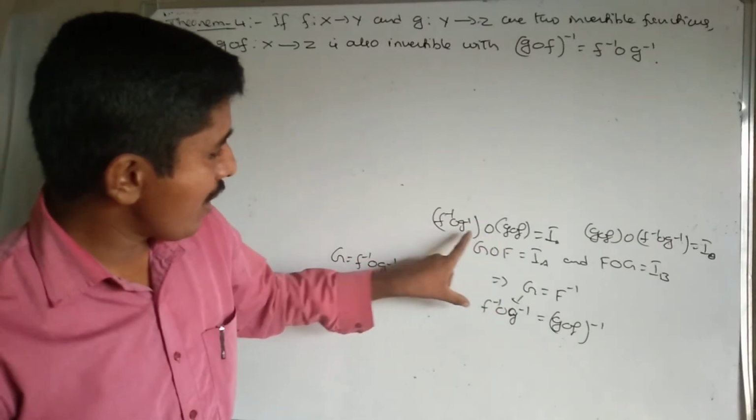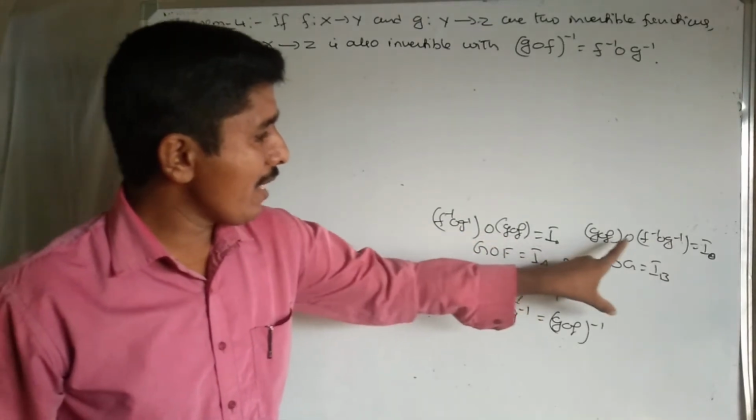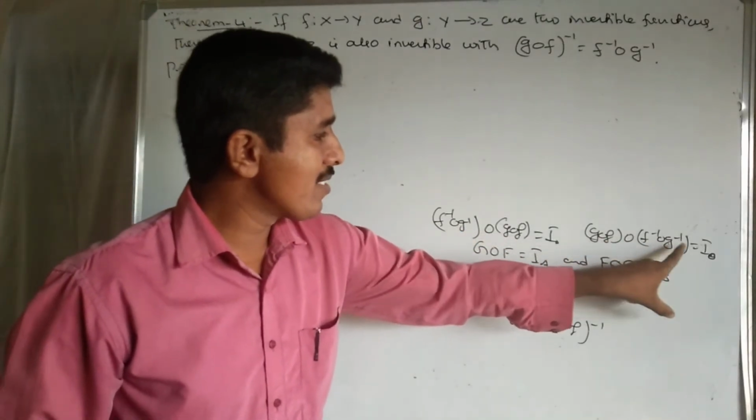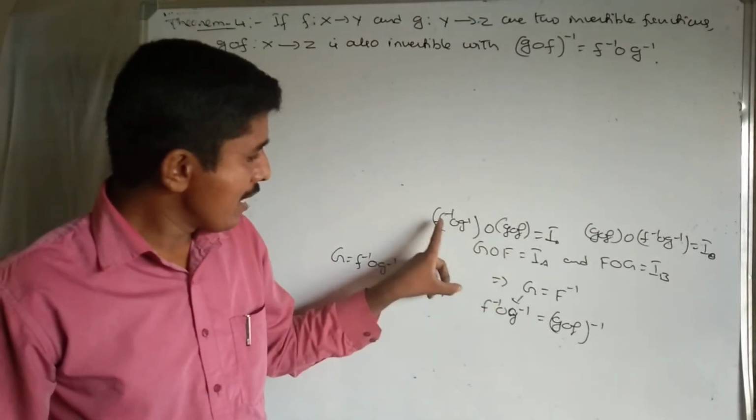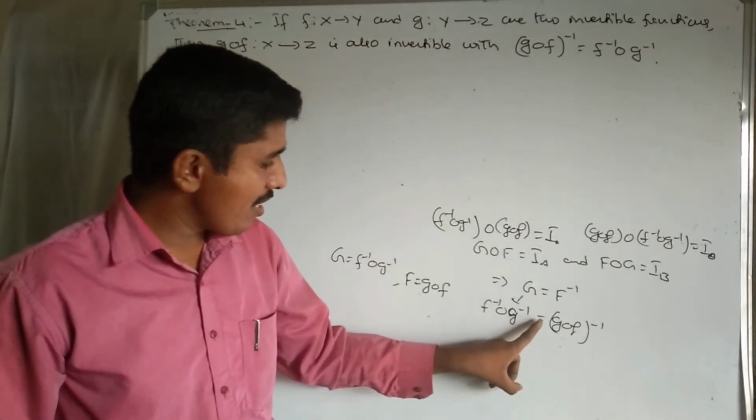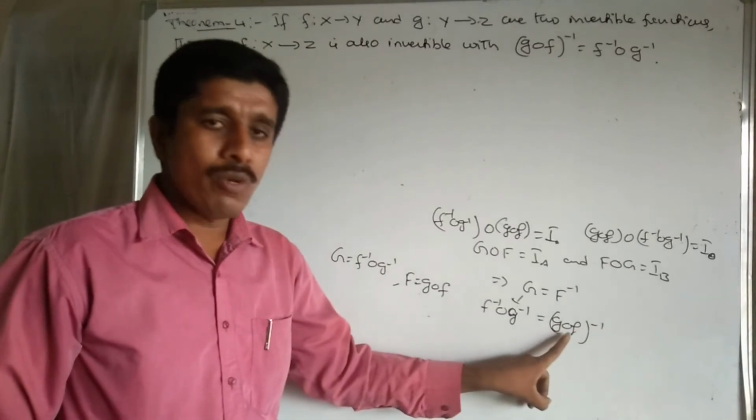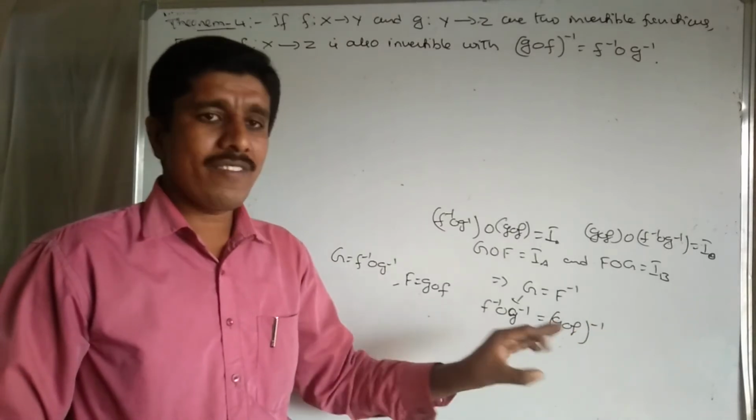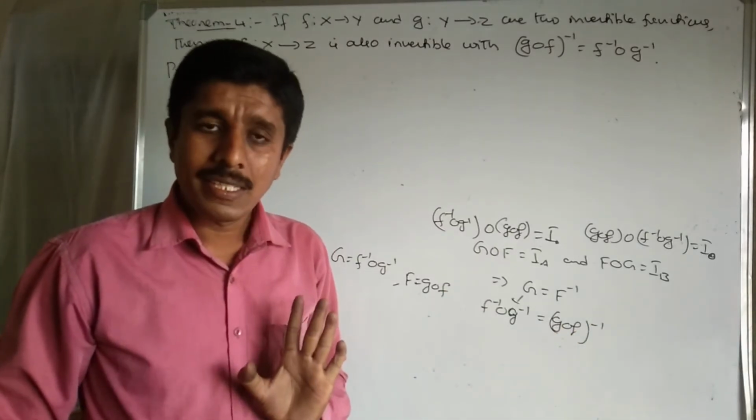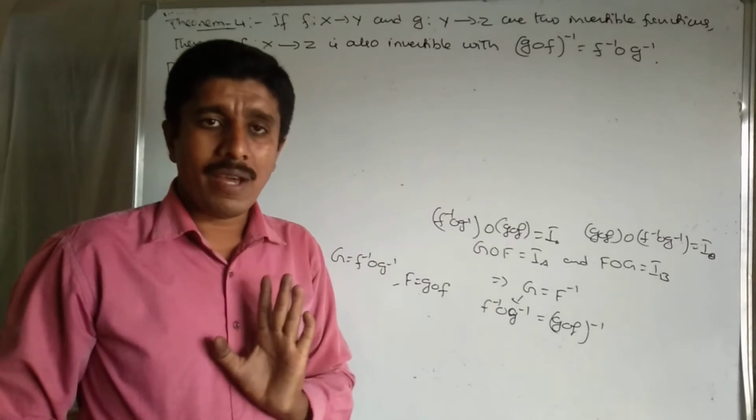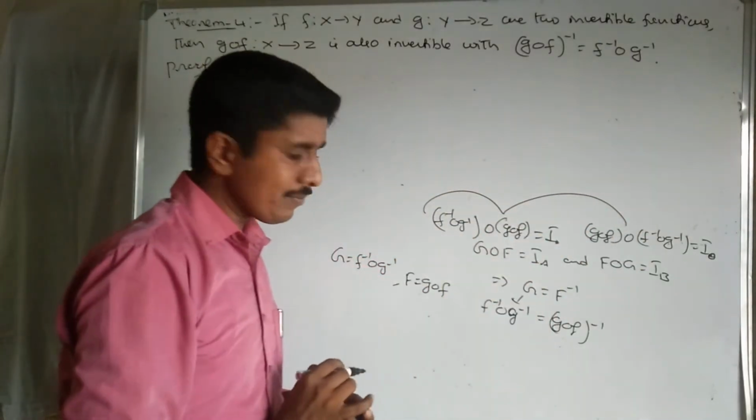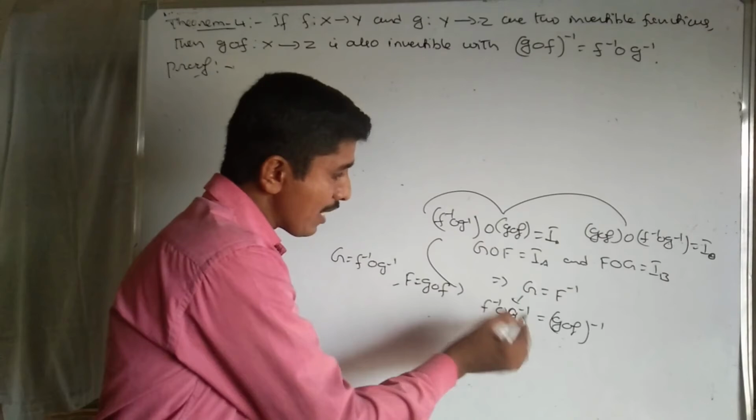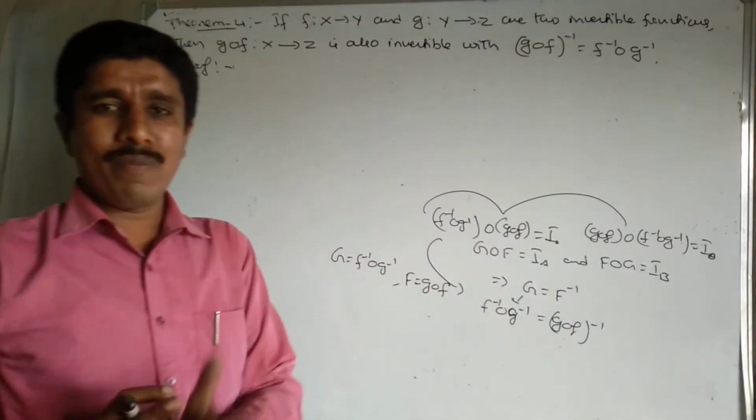Composite of this function and this function equal to identity function. Composite of this and this equal to identity means, then we say that F inverse or G inverse is called the inverse of GOF. This means GOF is invertible. Here we have to prove these two cases, then GOF is invertible.